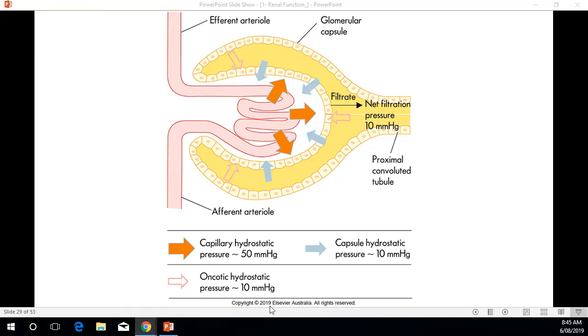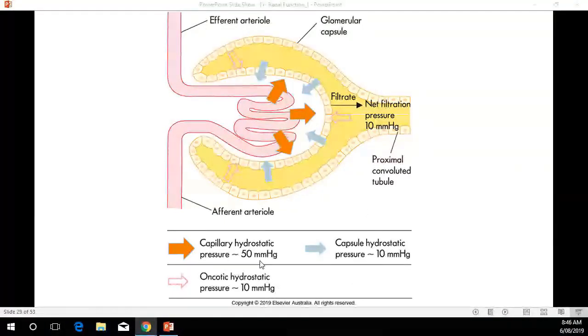Then you have oncotic pressure. So the proteins in the capillaries are trying to keep the water in the capillaries, again 10 millimeters of mercury. So how much is the net pressure here which is forcing the water out? It is 30 millimeters of mercury. Okay, this 10 is opposing, this 10 is also opposing, but this 50 is trying to push the water out of the capillaries. So minus 10, about 30 millimeters of mercury is the net filtration pressure that is forcing the water out. Why are these values important?